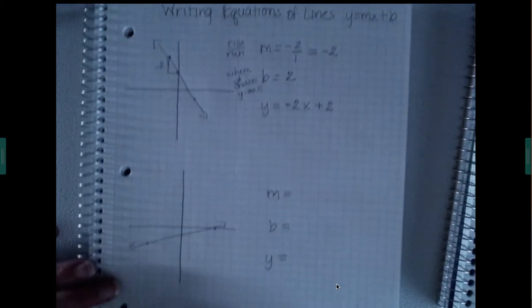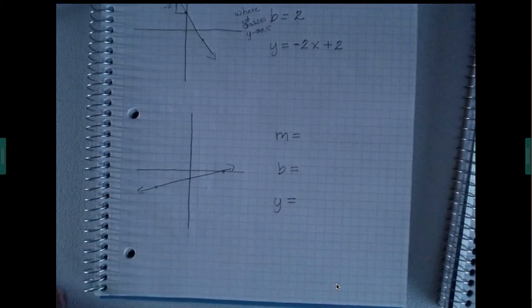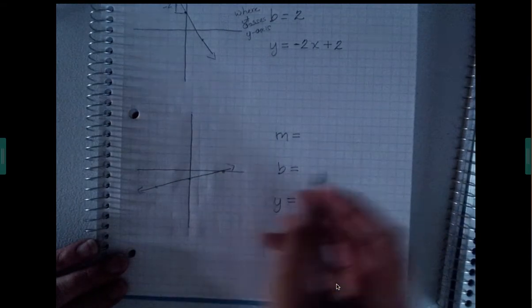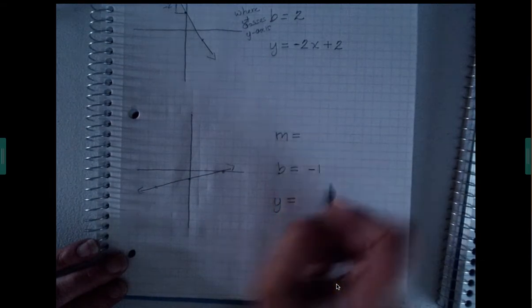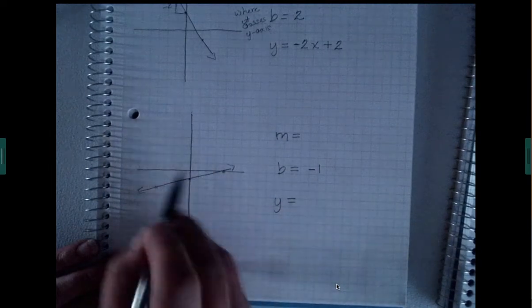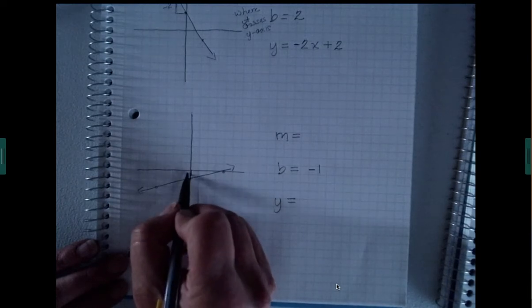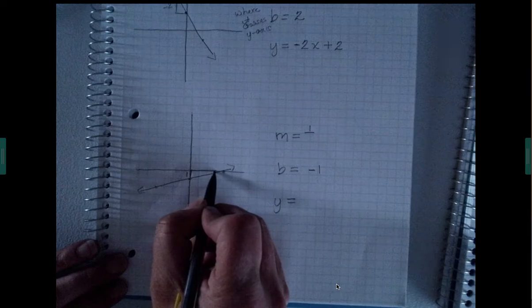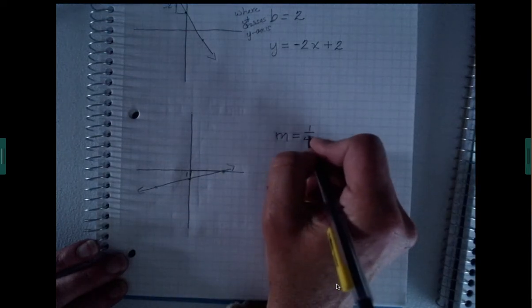Let's go down to the second one. So I find my y-intercept. It's right here. Remember, that's down 1, so that's at -1. My slope, make sure you go to points, so I can rise 1 and run 1, 2, 3, 4.